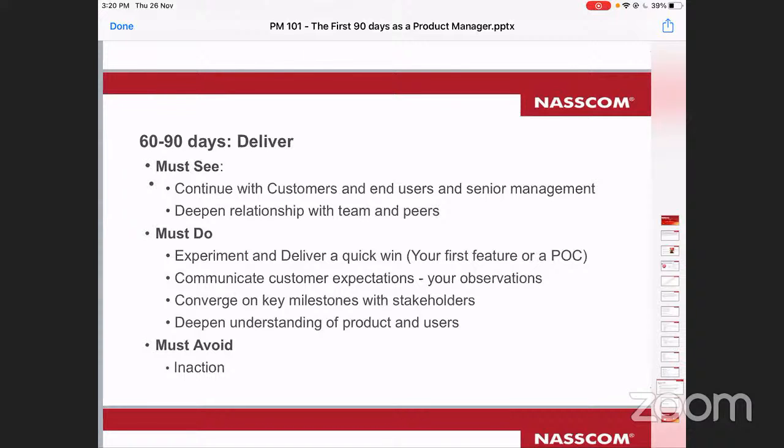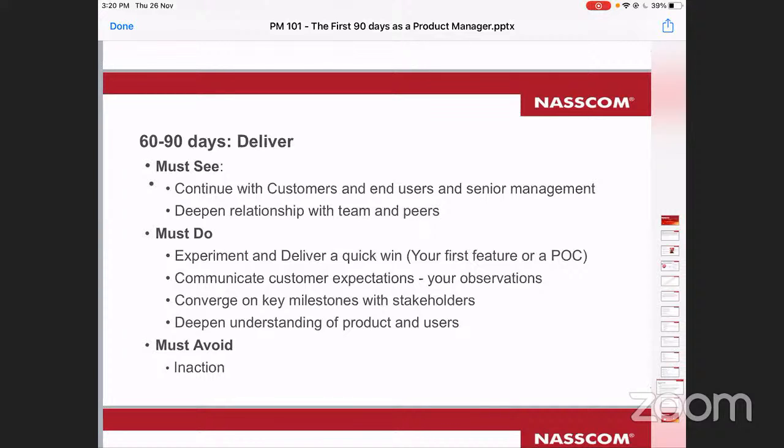Now, must do. We spoke about the quick win. This is where you can look at the experimentation period, delivering a quick win. It could be a first feature, it could be a first POC. You could be grooming the backlog in a different way and showing how it can give a different product velocity. Any of these things. Deliver a quick win.